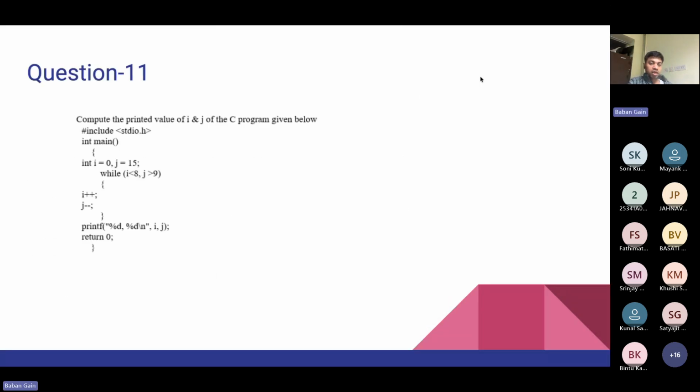Okay, so we have i equal to 0, j equal to 5. There are some while conditions. Within while there are 2 conditions, and then I am applying i plus plus, j minus minus. So after the end of the loop, what will be the value of i and j?